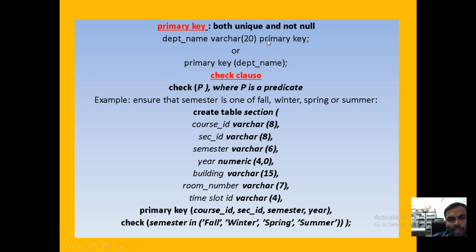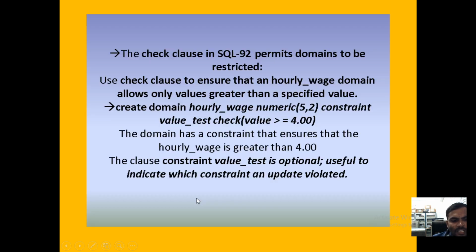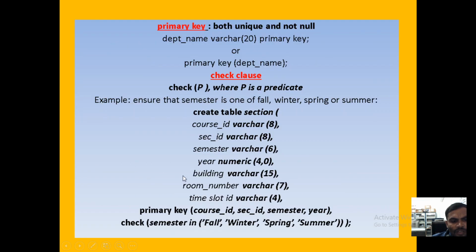This we call a column level. Primary key can be declared at the column level and the table level. Now if you want to go for the check clause, it is checking the predicates. Here the semester falls on winter, spring or summer. Create table section, where section is the table name: course ID, section ID, semester, year, then building, room number, time slot ID, then the primary key. We define the primary key as course ID, section ID, semester and year. This we can call a column level constraint. This is a table level constraint.